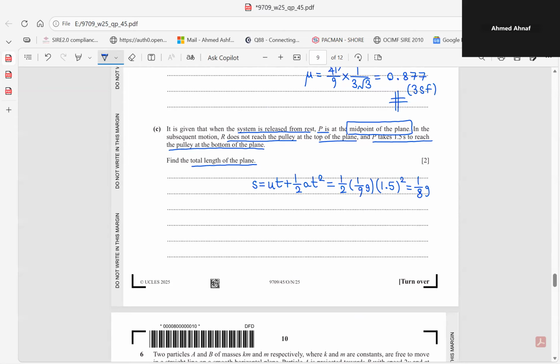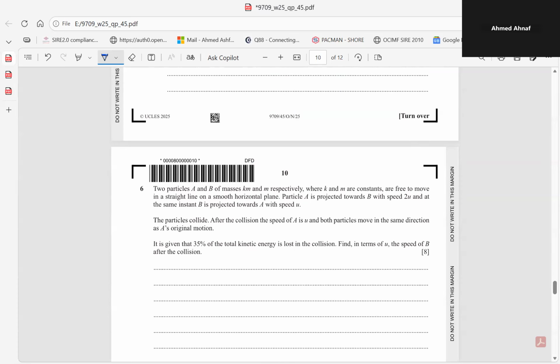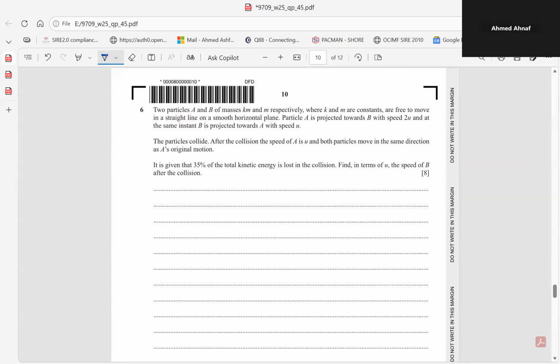So this is in meters. The total length would just be times 2. It would just be 1 over 8 times 10 times 2, which is 5 over 2 meters for the total length of the plane. So with that, we can move on to the next question.